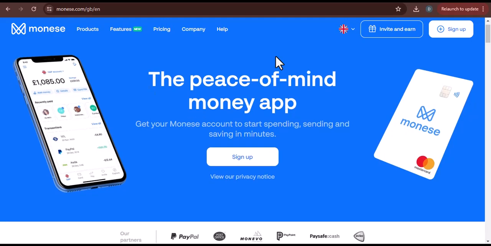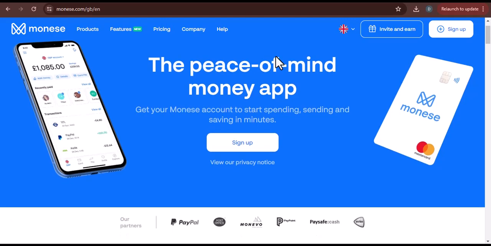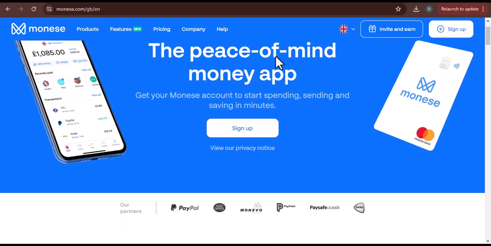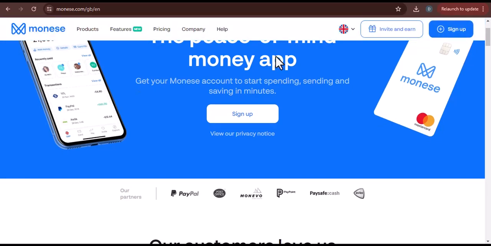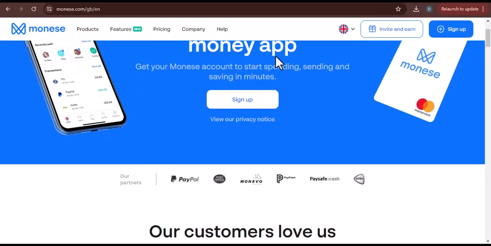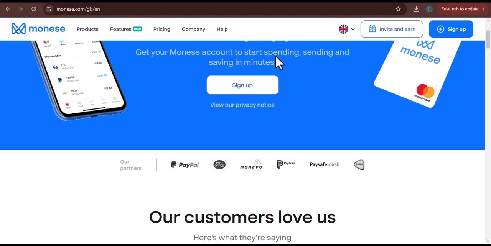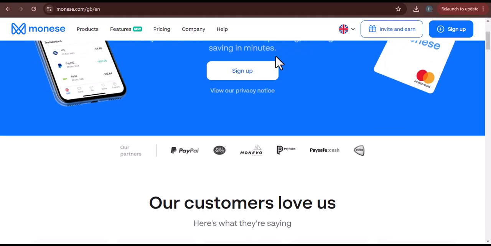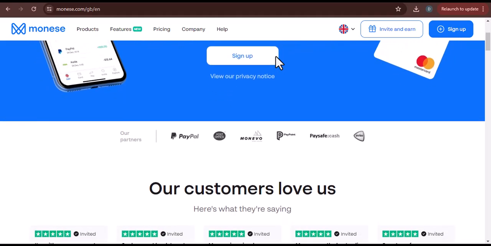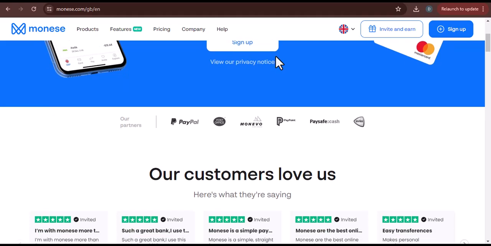Today, I'm going to be talking about the exchange rate for Monese. Monese is a mobile banking app that allows you to send and receive money in multiple currencies. It's a great option for travelers or people who do business internationally. So, what is the exchange rate for Monese today?